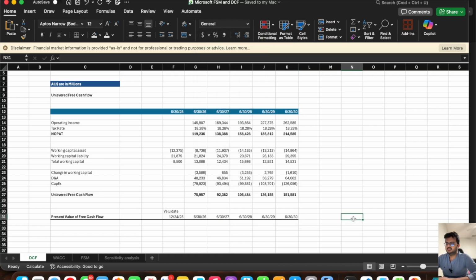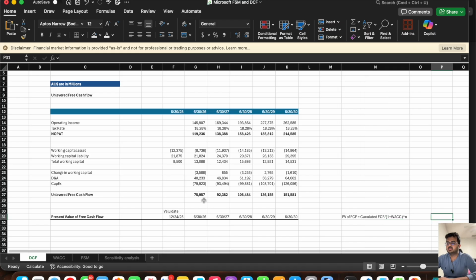The way we get the present value is: present value of free cash flow is equal to calculated free cash flow divided by 1 plus the WACC to the power of n. Here WACC we already know, and calculated free cash flow for each and every year is this one, and n is the year we are powering to. If it is the first year, it should be the power of 1, and the second year, the power of 2.